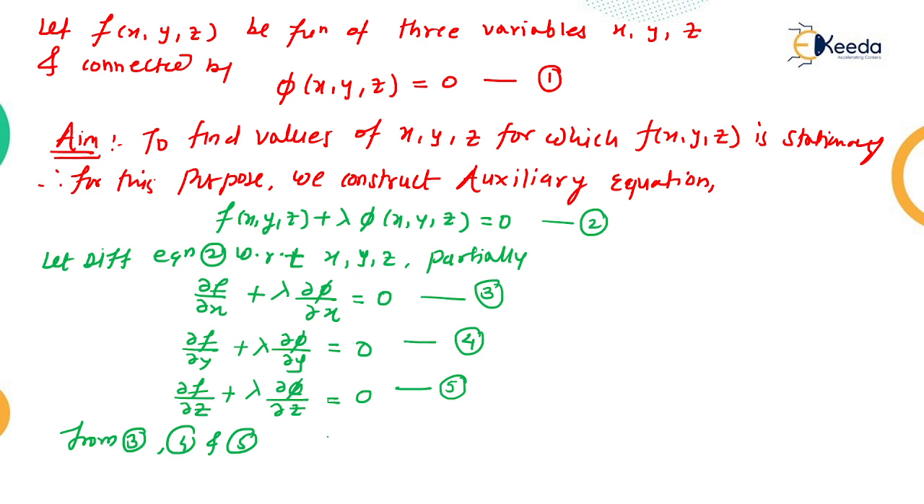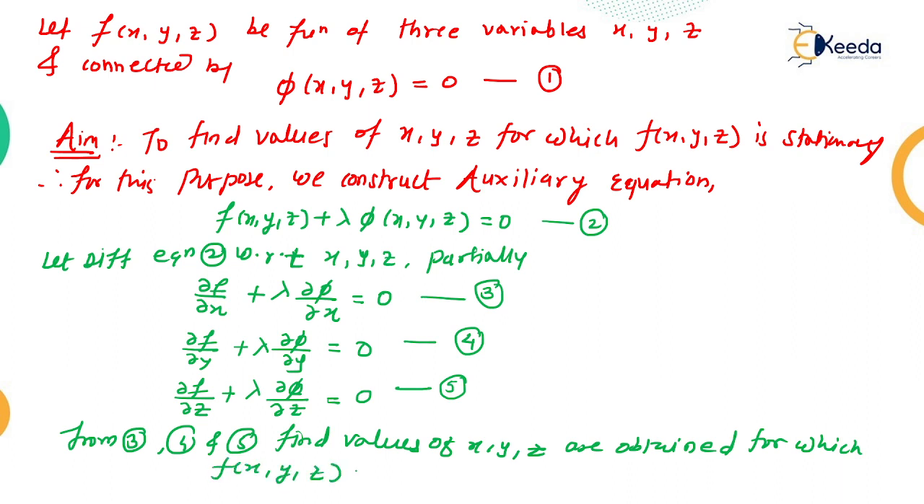of x, y, z. That means from these equations we first eliminate lambda and find the values of x, y, z, and these are very essential for finding the maximum and minimum of the function. These are obtained, for which f of x y z is stationary, meaning by using these values we find the stationary value of f of x y z.